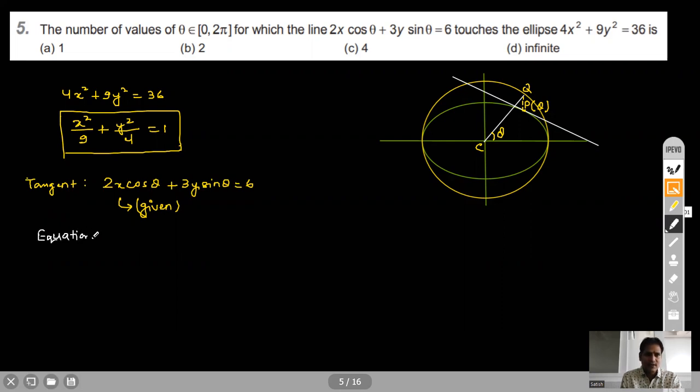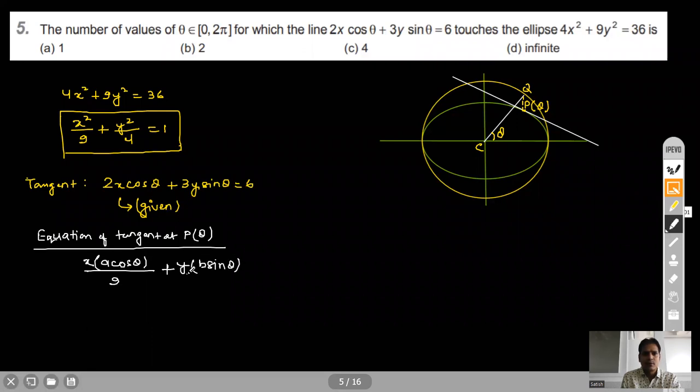Equation of tangent at P, theta. So how can we write this? x, x1: x1 will be a cos theta, so x x1 upon 9, right? And plus y y1, where y1 will be b sine theta, upon 4, equal to 1.